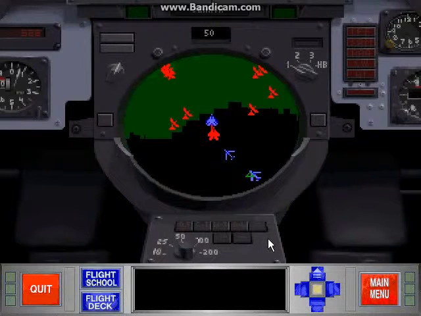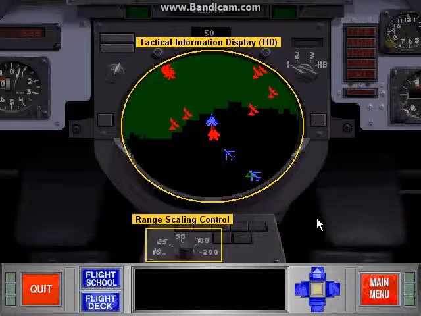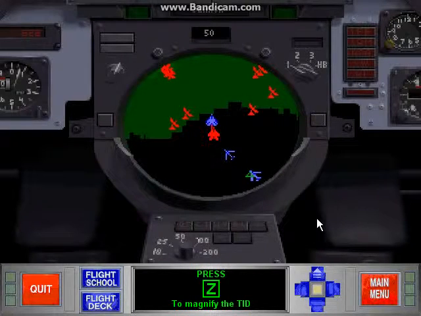The range that the tactical information display is set to is shown by the position of the range scaling control. The range can be set in increments between 10 and 200 nautical miles. Range scaling is controlled by the Z and X keys. The Z key magnifies the display, while the X key unzooms the display.